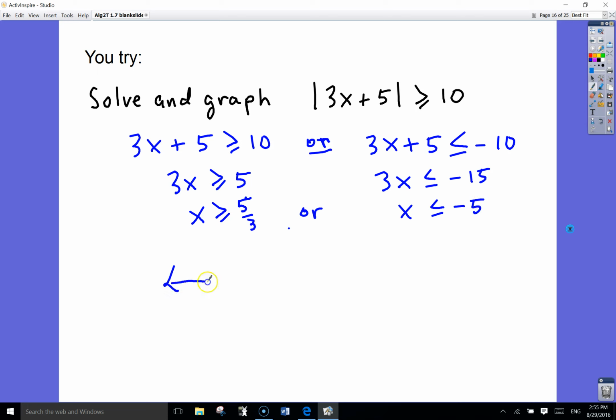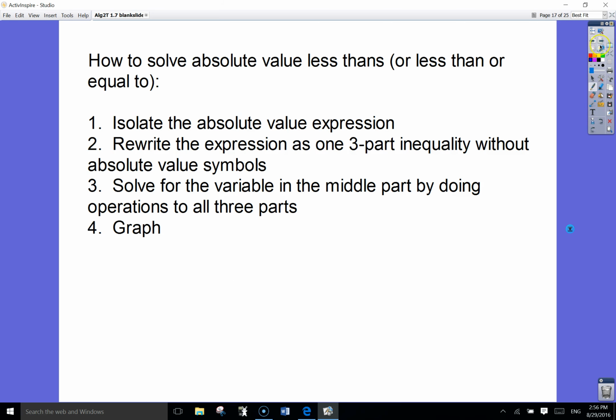Graph. If it's "or equal to," it's a closed circle. Since it's greater than, it's shaded to the right. Or equal to means closed circle, shaded to the left. I think I've got another you try here. No, I don't.